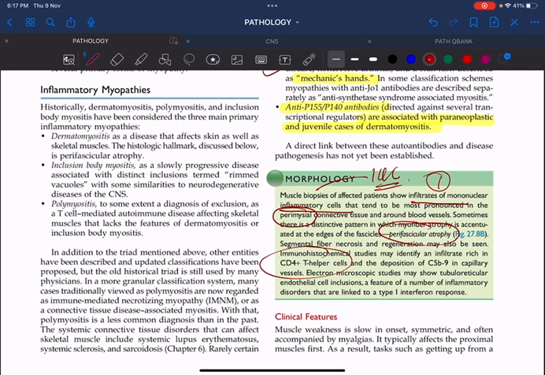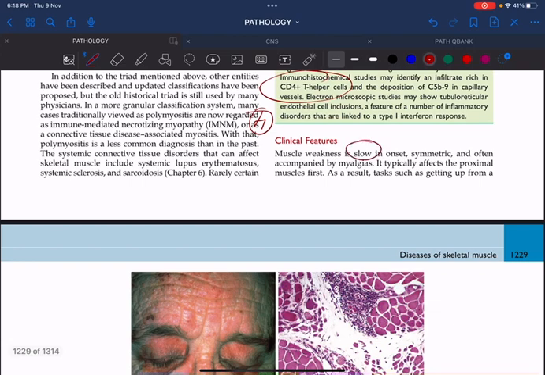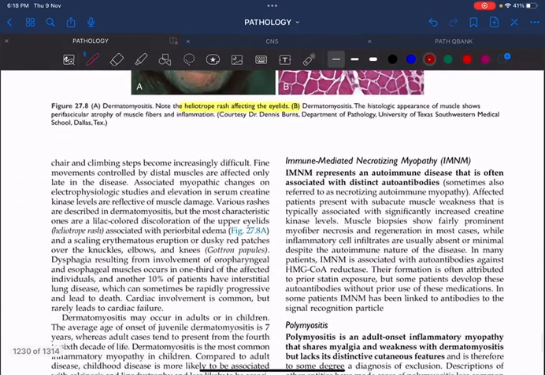Number 1, mononuclear infiltrate. Number 2, perimysial inflammation. Number 3, perivascular atrophy. Number 4, CD4 plus T helper cells. So again, muscle weakness will be slow in onset. Which muscles will be affected first? I already told you, it is a disease of the proximal muscles.